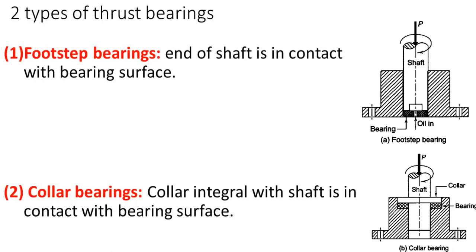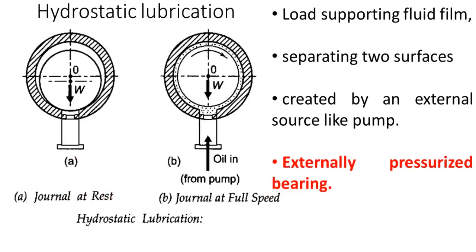The two types of thrust bearings are shown. Thrust bearings, you can see there is a footstep bearing, so the end of the shaft is in contact with the bearing surface. And collar bearings, you can see the collar is integral with the shaft. The hydrostatic bearing, you can see the pump is going to supply the lubricant.